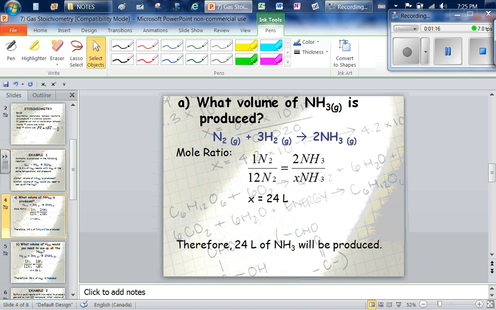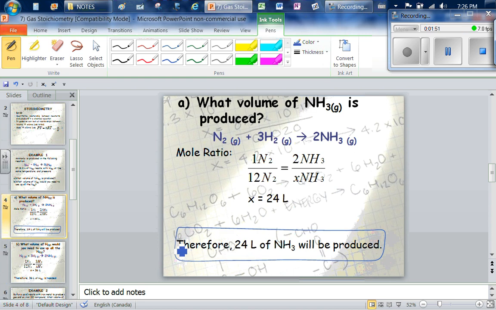So basically, you're looking at the mole ratio. 1 nitrogen would require 3 hydrogen to produce 2 ammonia. So if you have 12 nitrogen, 1 for 2, then you would have 24 liters of ammonia. So 24 liters of ammonia would be produced. That's just looking at ratios.